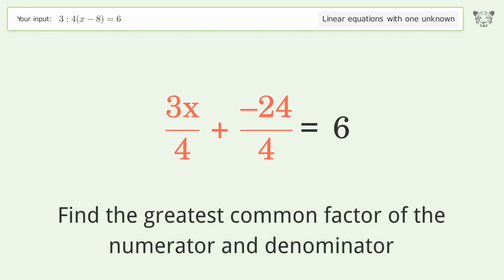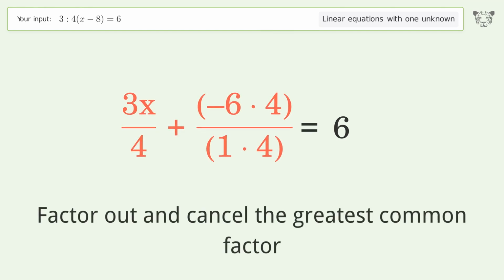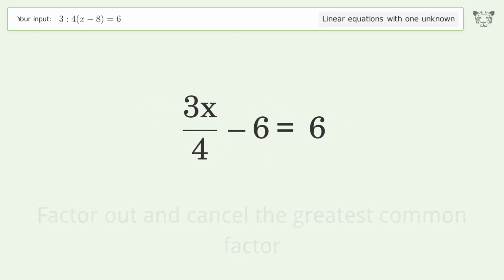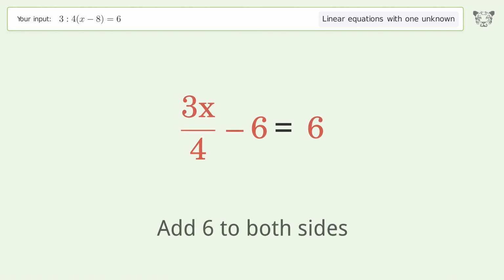Find the greatest common factor of the numerator and denominator. Factor out and cancel the greatest common factor. Group all constants on the right side of the equation. Add 6 to both sides.